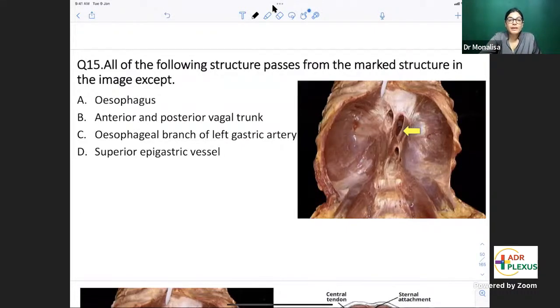So definitely, let me just check. Many of you have given the answers. Yes. Okay. So which opening is this? Many of the students on the Plex platform have already given the right answer: it is the esophageal opening. Absolutely correct.